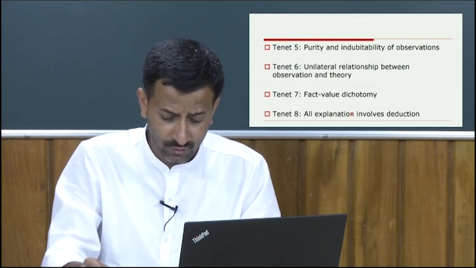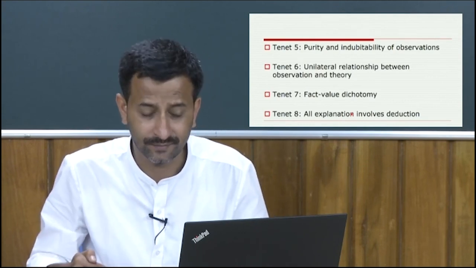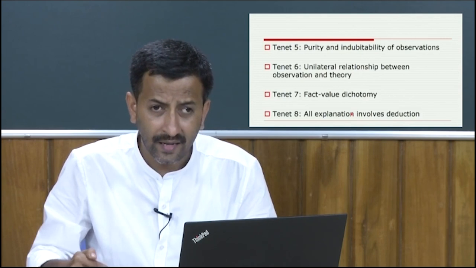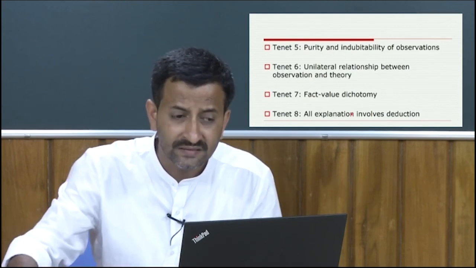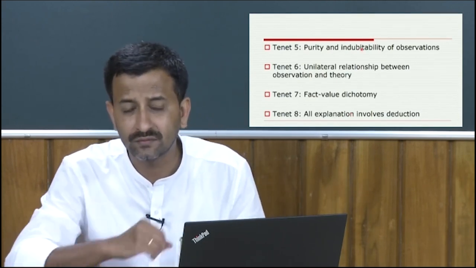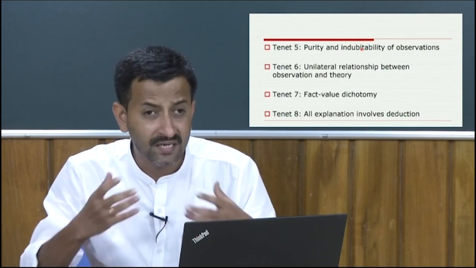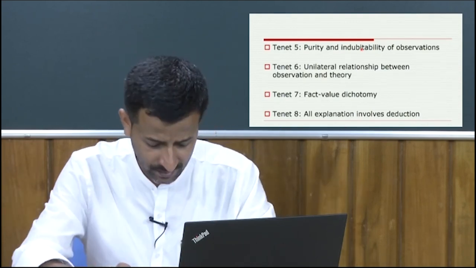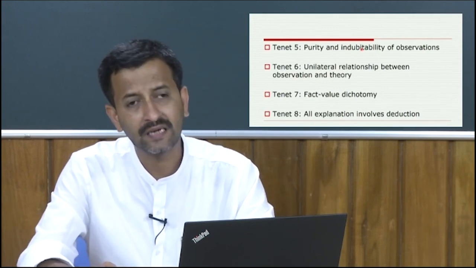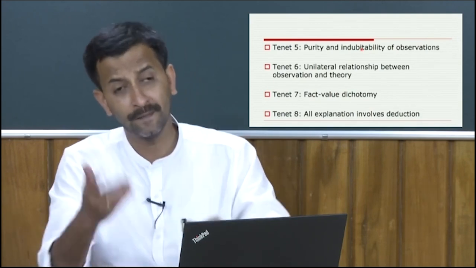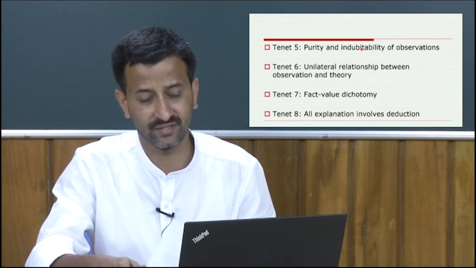Then, when you come to this point, that the progress of science, okay, I haven't yet completed this portion. I mean, I still have a point to make in the context of the indubitability of observations. We'll see how. But let me build a context, a background to this: that the progress of science consists in the increasing accumulation of observations and the cumulative growth of our theories based on that kind of accumulation of observations.